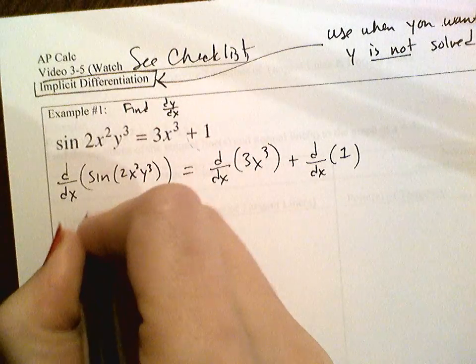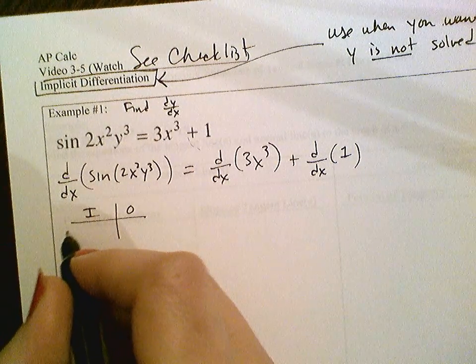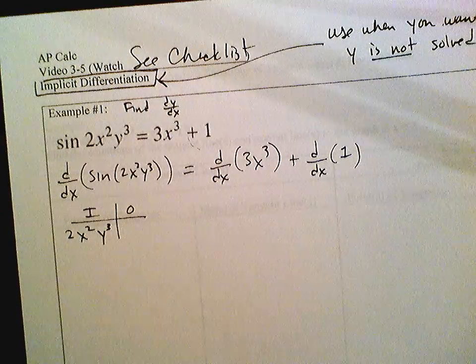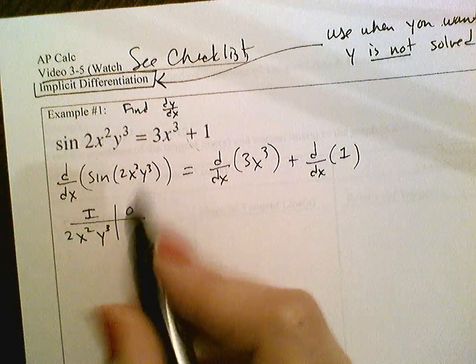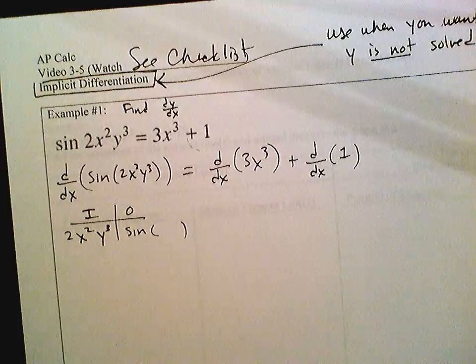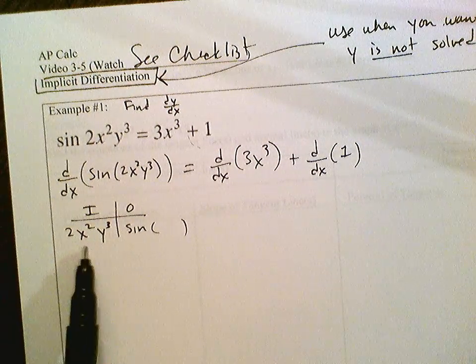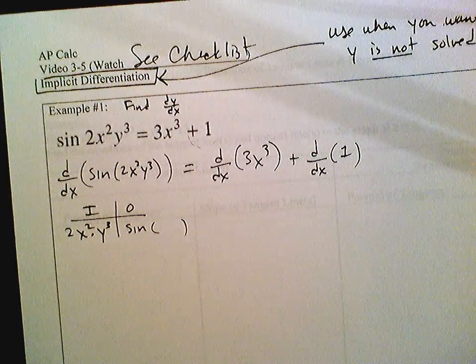So I'll go in, out. And sometimes the more I explain these things, the more confusing it is. So just focus on what I'm doing if what I'm saying is confusing you. And then, sine of blank is the outside function. Now to do the derivative of this inside part, that's a product, so I need product rule.